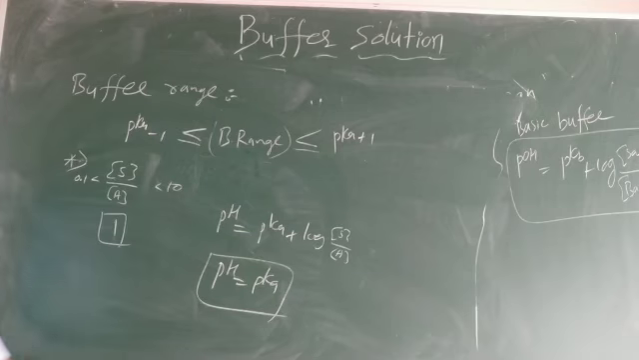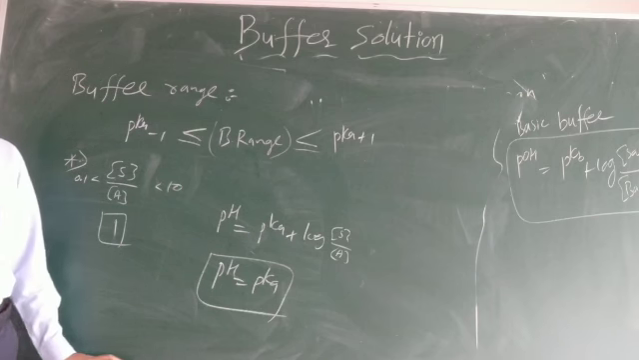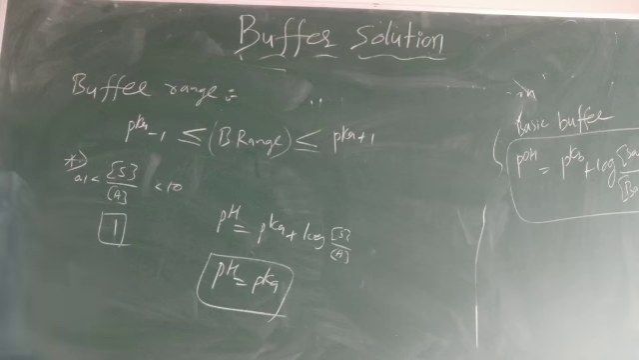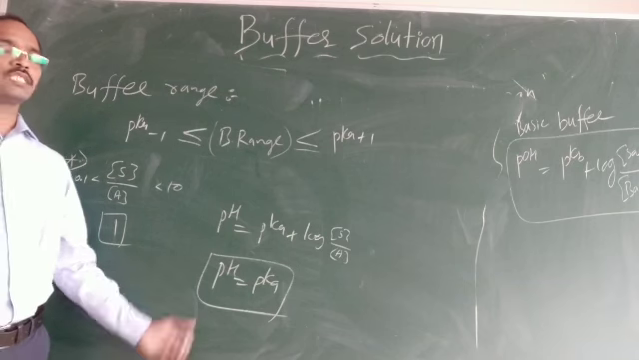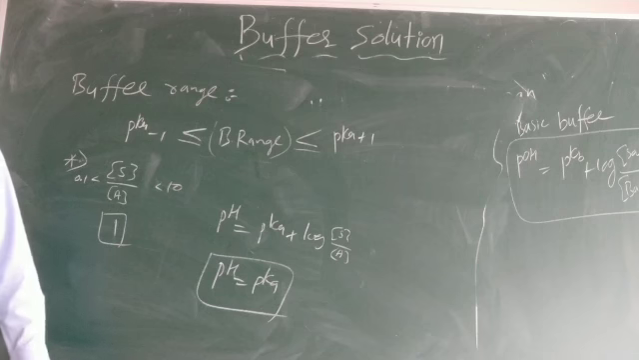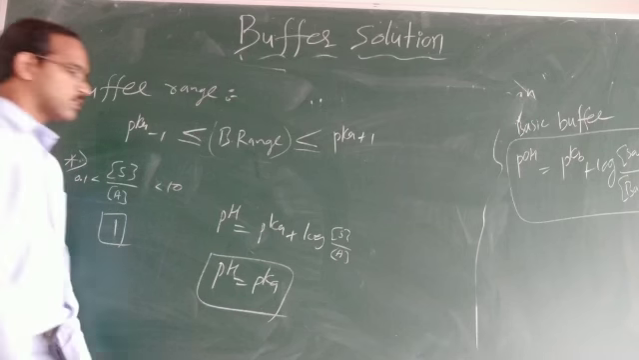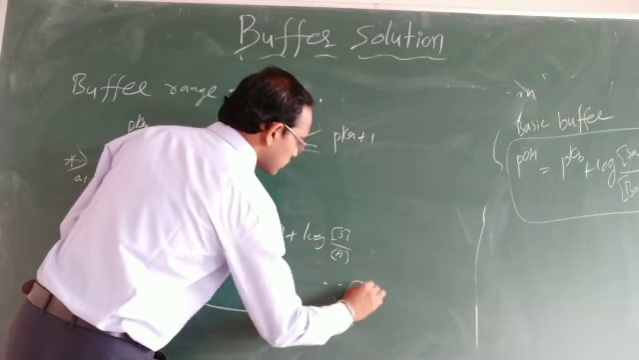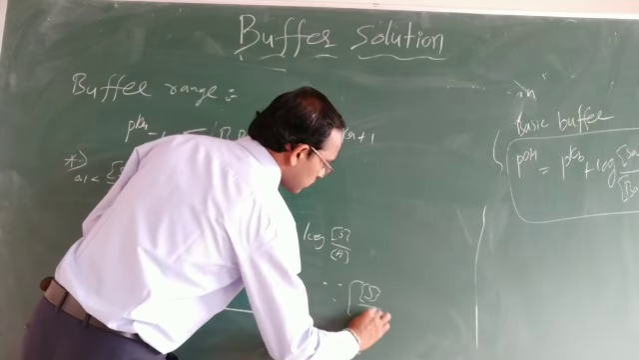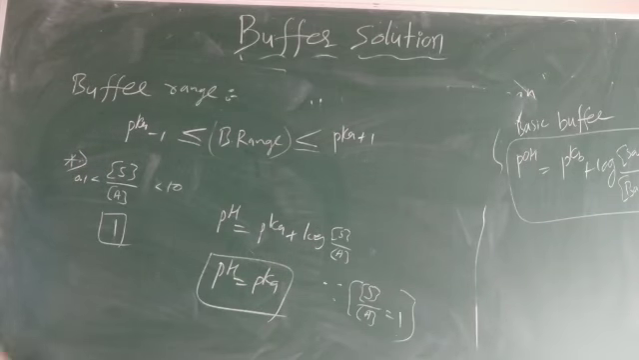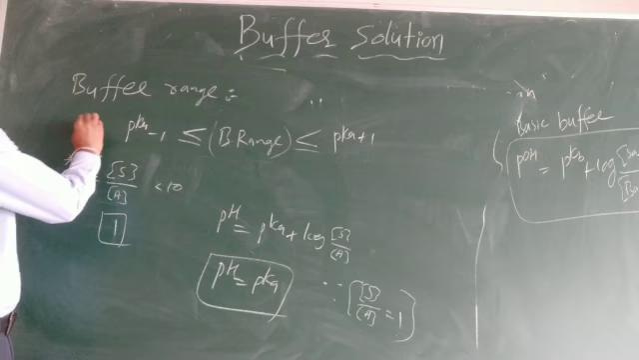Therefore, here one note point. For the best buffer, the pH value will be equal to pKa, since salt by acid equals 1. That much is enough. Then we already wrote this step.